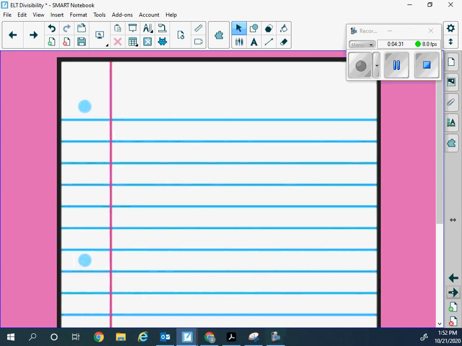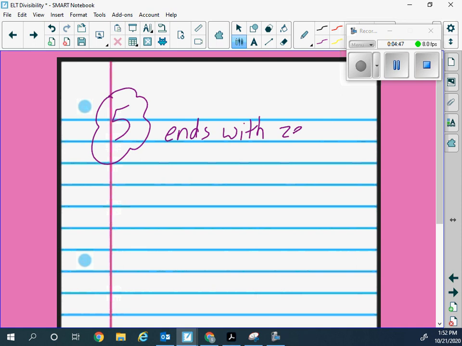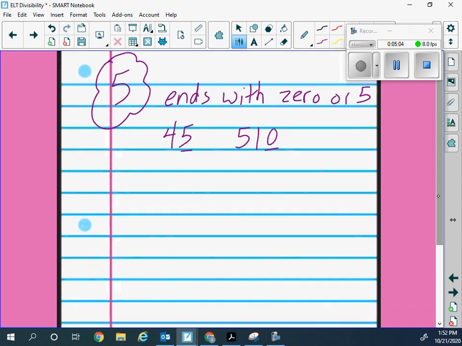Okay, moving on. 5. I bet somebody in here knows 5. How can you tell if the number is divisible by 5? Is it 0 or 5? That's right. It has to end with a 0 or a 5. Like 45, 510. You're looking in the ones place. If it ends with a 0 or a 5, then it's divisible by 5. Like I said, some rules are really easy and some are not.